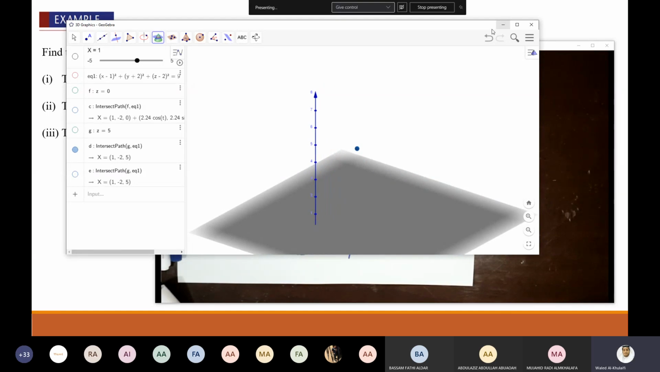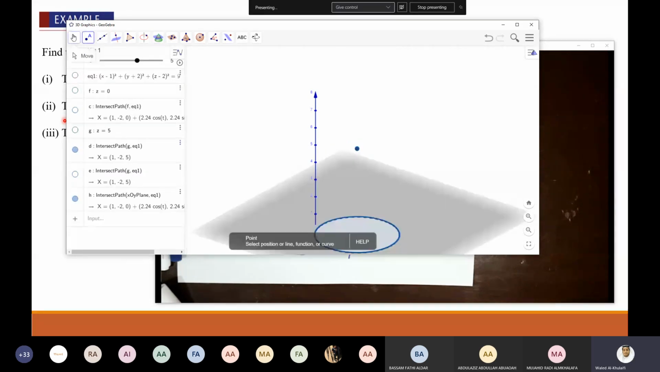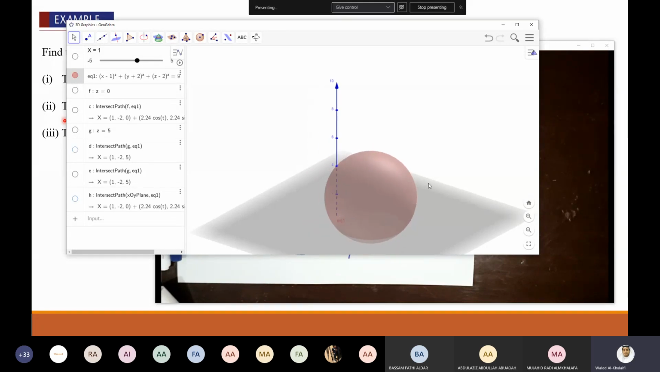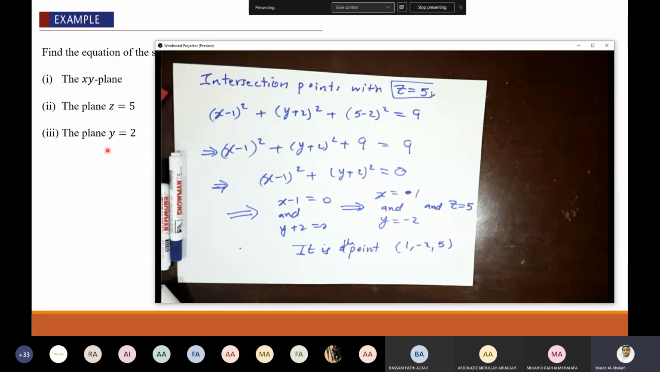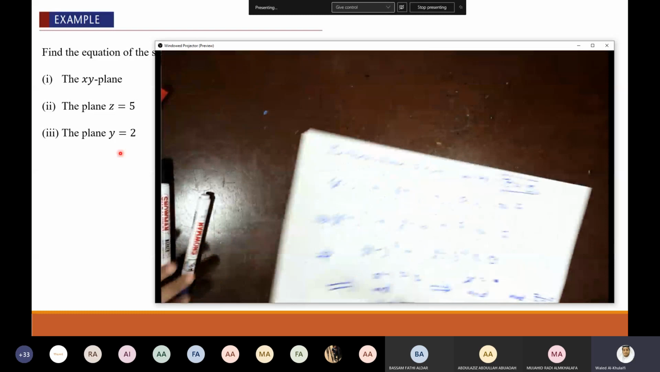Okay, so let's keep the sphere. Let's turn off everything. Okay, turn everything off. So still I am in this sphere here. Now let's take the last one, guys.